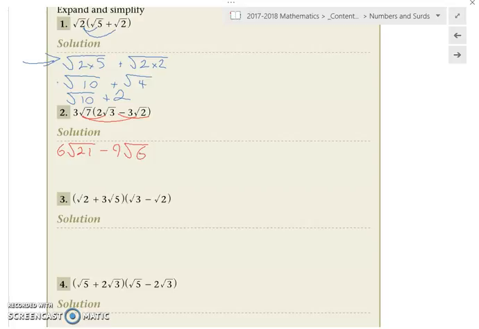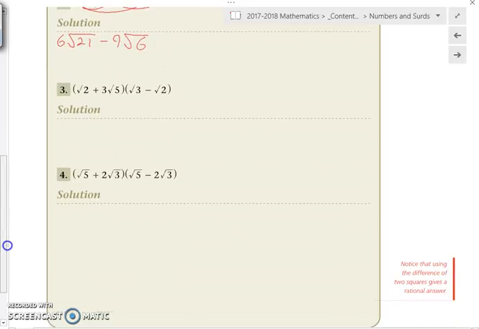Well, we just multiplied across. 3 root 7 times 2 root 3. So 3 2s are 6, 7 3s are 21. Yeah. Then 3 root 7 times minus 3 root 2. 3 minus 3 is minus 9, 7 2s are 14. Everyone happy with that? All right, the next one.